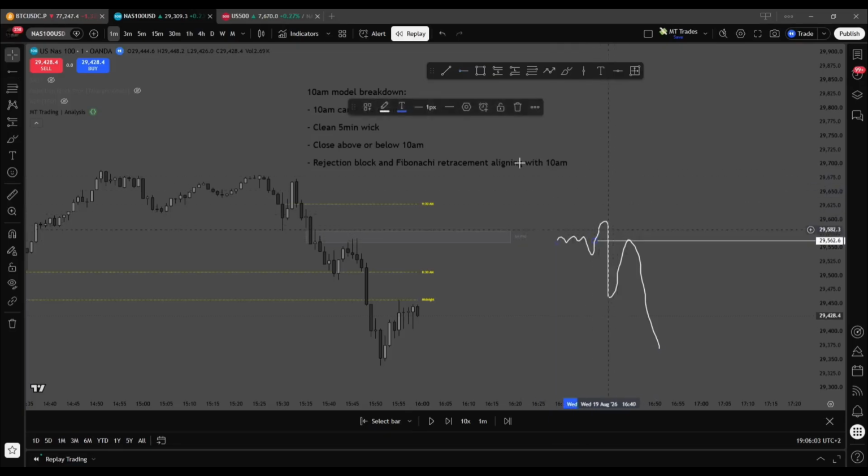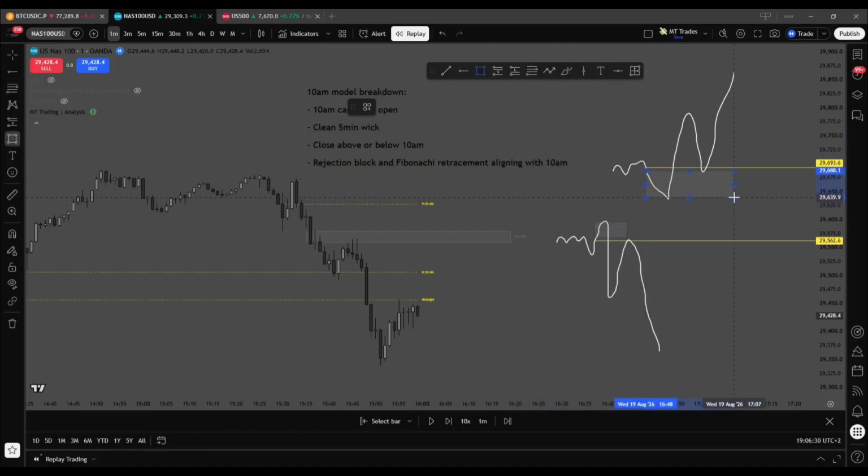Let's say this is the 10 a.m. line, and I'll make it yellow so it's easier to see. Our wick would have to be up here, so above the 10 a.m. line. And if that wick forms a rejection block, that's even better, but I'll get to that later. And now for a long setup, it's the same thing but inverted. We need a clean wick below 10 a.m., so a wick to the downside, and then close above 10 a.m., retest, and deliver it towards our take profit.